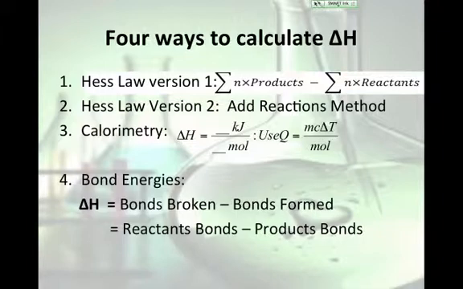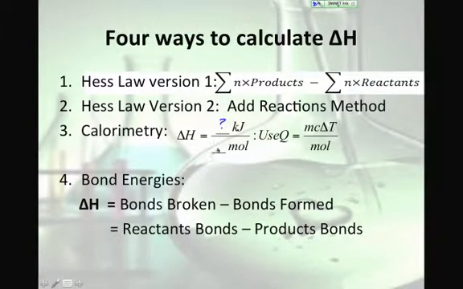Then we could also use calorimetry, where you would have some number of kilojoules per mole, or if your energy is changing, it's Q equals mc delta T per mole, and calorimetry helps us to equate enthalpy to the heat that is gained or lost in the reaction. And then your fourth method is by bond energies, where you take the bonds broken minus the bonds formed. 4 ways to calculate delta H. You can expect to see all of these ways popping up in your exam and in this class.